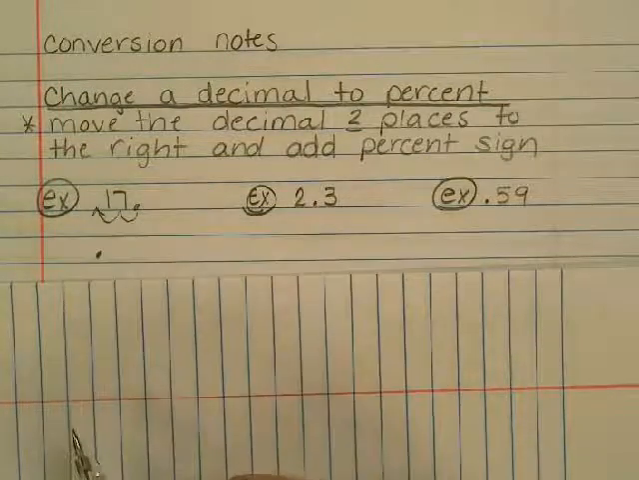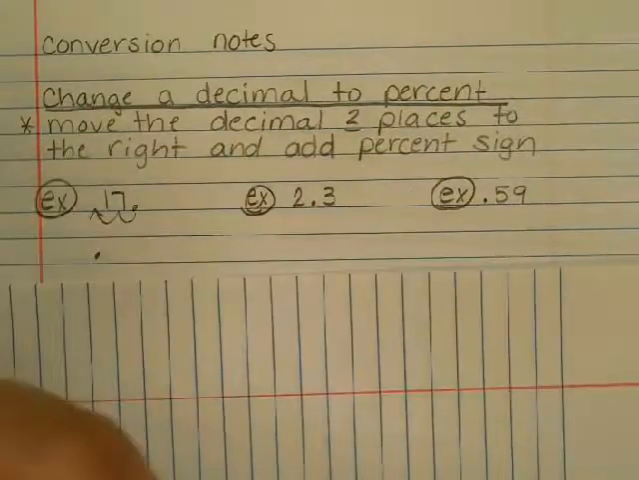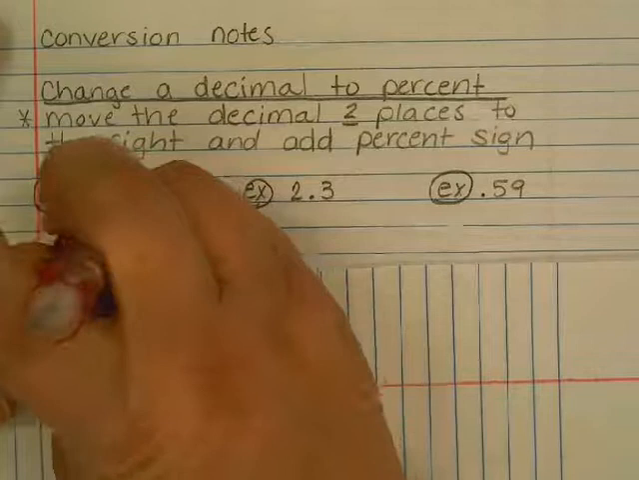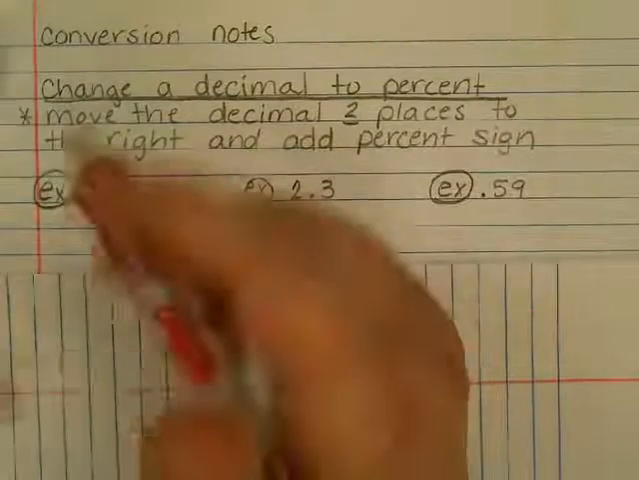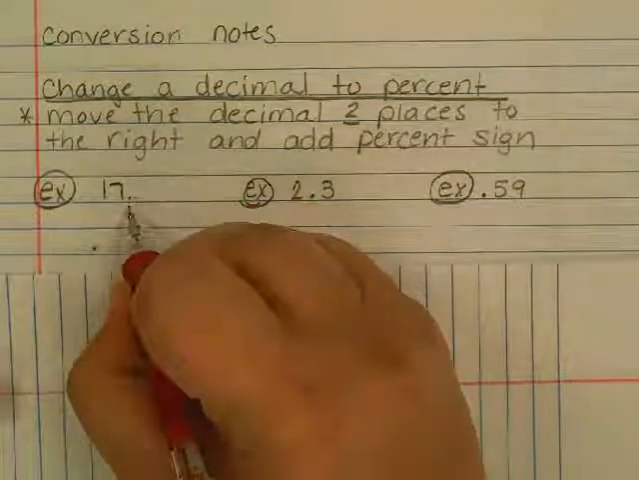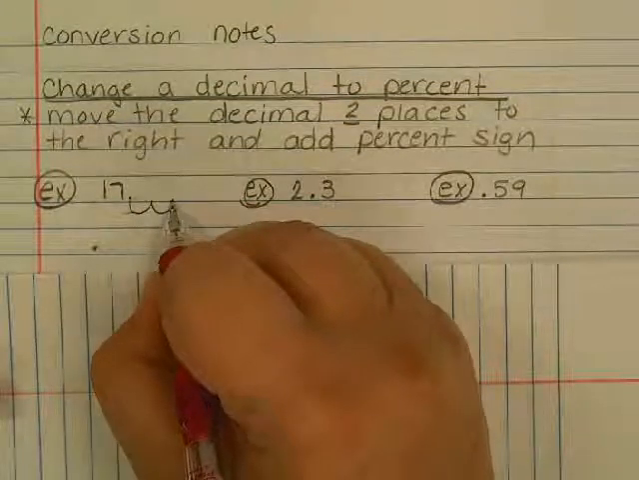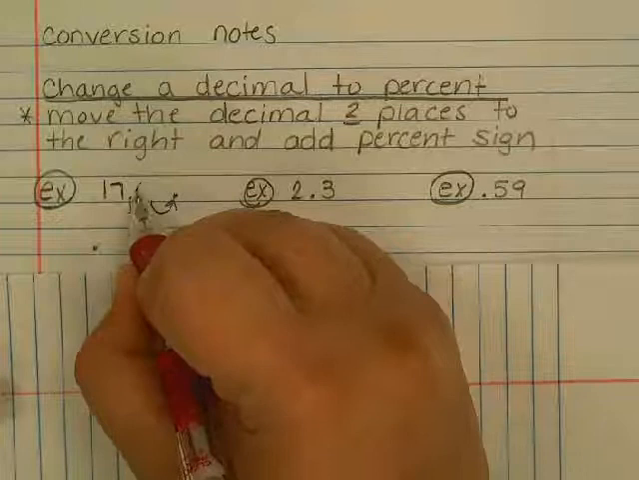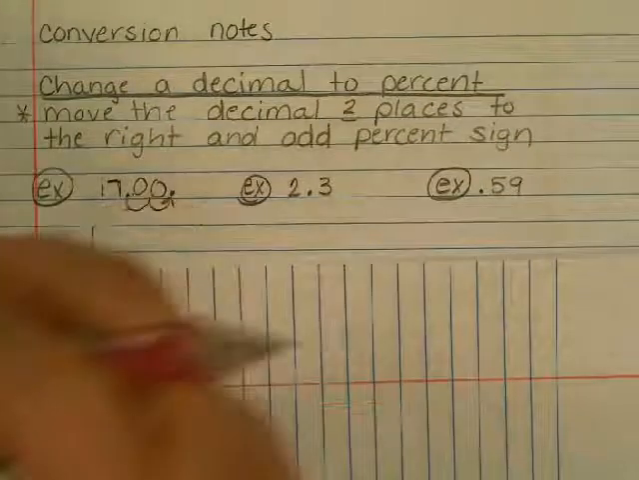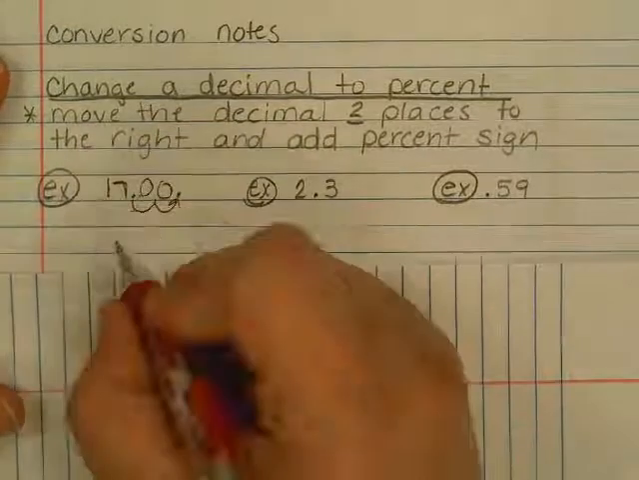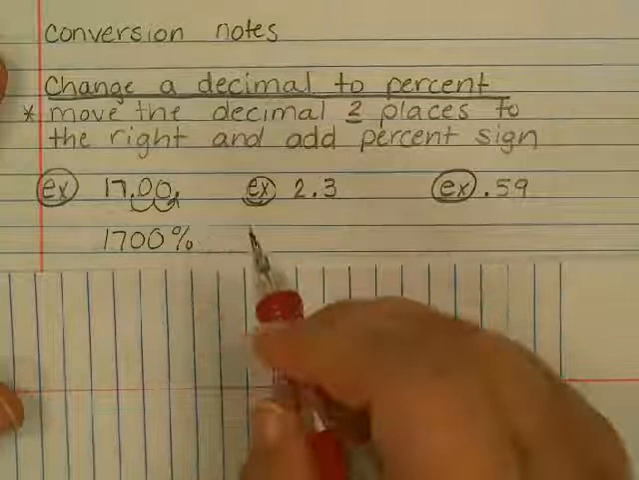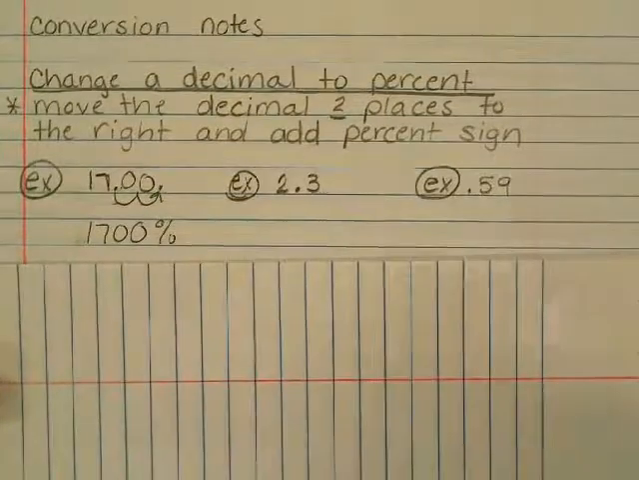So, I'm sorry. I totally did that backwards. Let me redo that for you. I have to move it 2 places to the right. So I go 1, 2, which puts my decimal here. So I have to add in 2 zeros. So my number is actually 1700%, because after I move my decimal, I add in my percent sign.